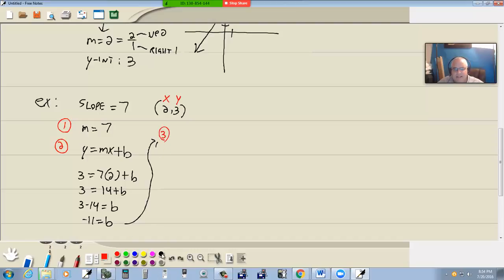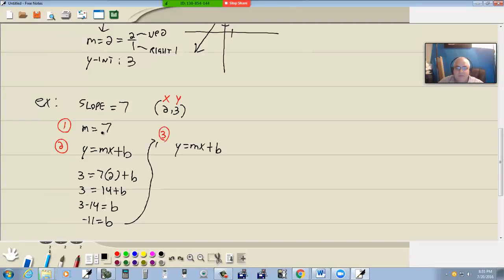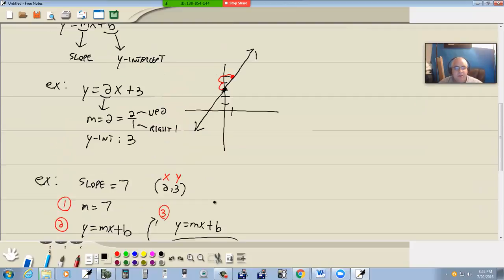A lot of people forget step 3 though. Step 3 says to write your answer down. So we want to plug in the m and b we just found. We said m was 7, and we said b was negative 11. So our answer will be y is equal to 7x minus 11. Now once you have it in this form, you could then graph it. You could plug it in your calculator, so whatever's appropriate.